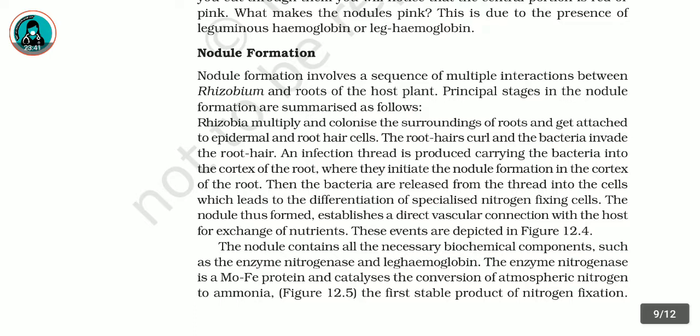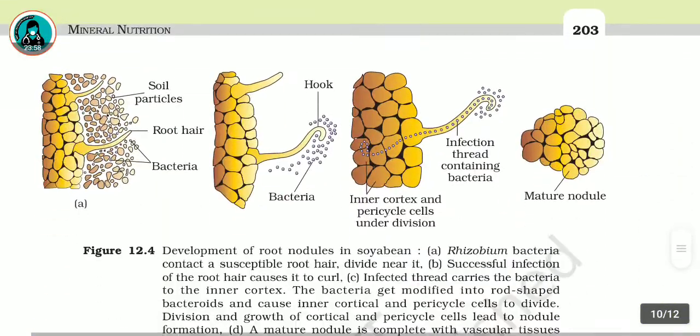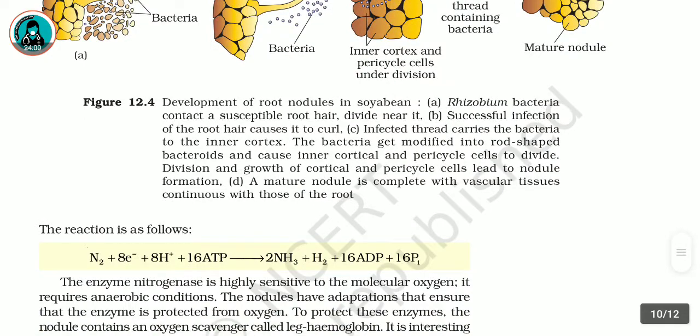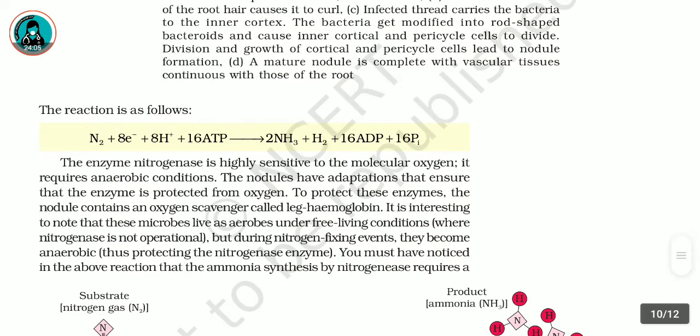The nodule contains all necessary biochemical components such as the enzyme nitrogenase and leghemoglobin. The enzyme nitrogenase is a molybdenum-iron protein and catalyzes the conversion of atmospheric nitrogen to ammonia, the first stable product of nitrogen fixation. Figure 12.4 is given over here. You can see it a bit later. The reaction is as follows.